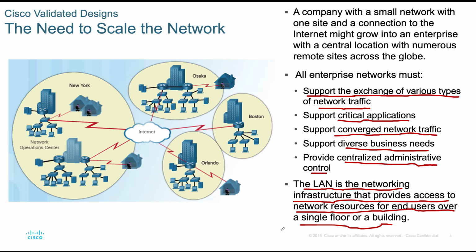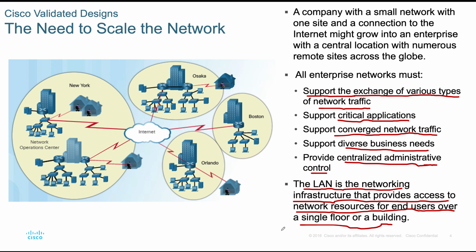Here, we'll be looking at the Cisco validated design. Okay, take a look at this. We have what we call the need for us to scale the network. Now, for example, if you have an enterprise network, you can have your branches. If you have a business, a company, you can have an enterprise network that spans different cities.